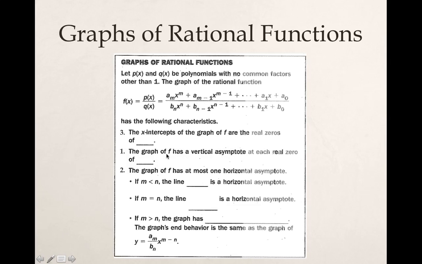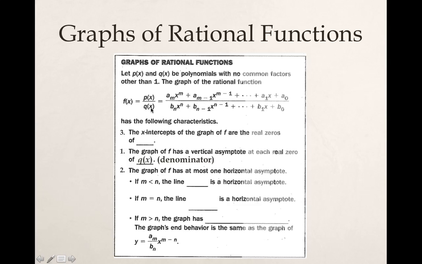It says the graph of f has a vertical asymptote at each real zero of the q of x, which if you notice here is the denominator. Now that's really just a fancy way of saying, take our denominator, whatever that might be. This whole mess here is really just the algebraic way of representing any possible polynomial. So don't let that throw you off just because it looks like a mess.